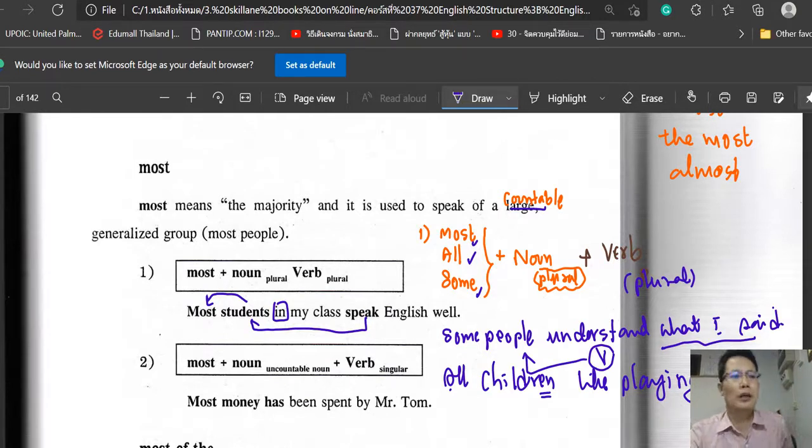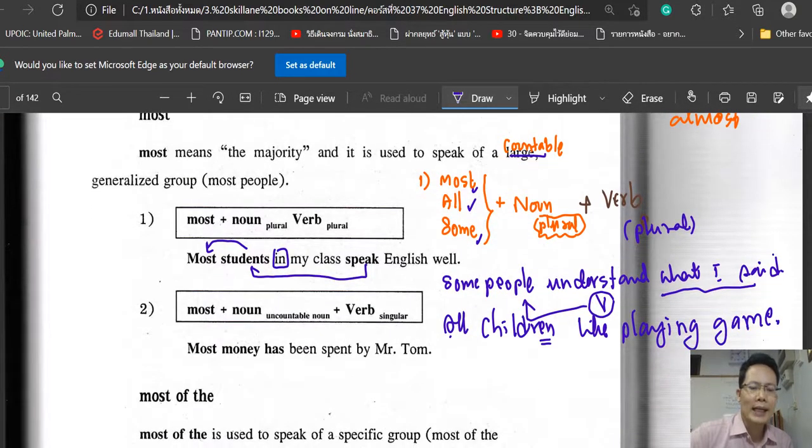The first form, the first structure, what you call it depends on you. The first form that we have to learn is the first one: most or some, just like this. And the second one here, I will explain accordingly.